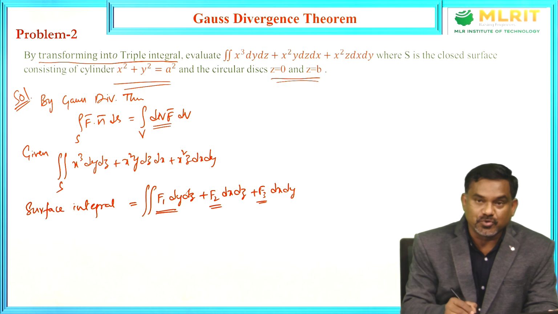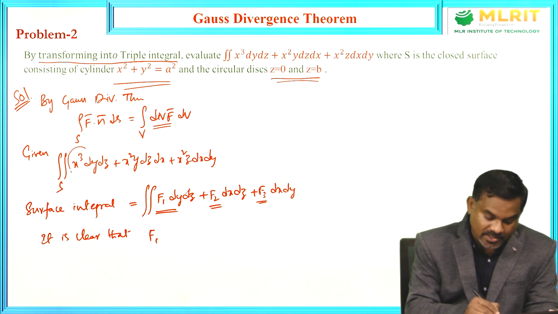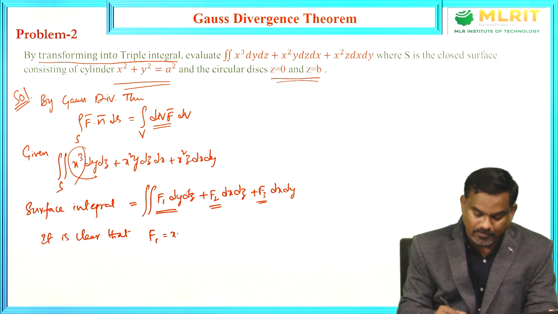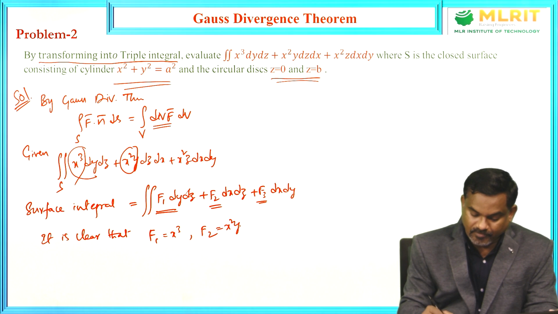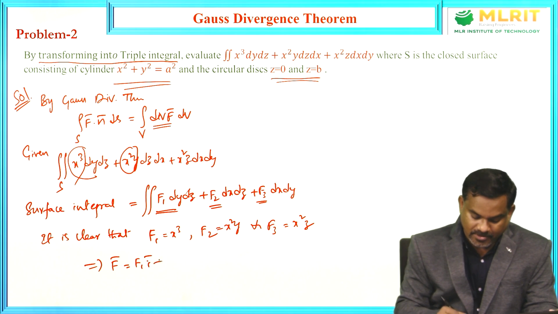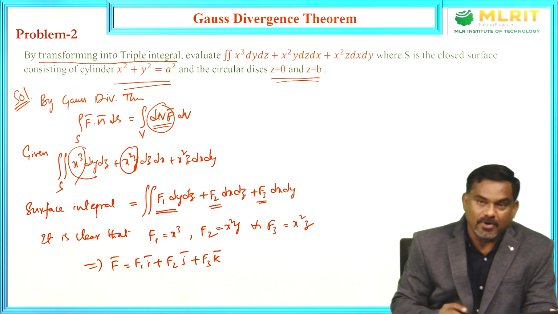By comparing these two, it is clear what the component f1 is. Here x cube is the component, so f1 equal to x cube. Then f2 is x square y and f3 is x square z. So that implies we can write f bar as f1 i bar plus f2 j bar plus f3 k bar. If we have the vector f bar, we can find the divergence of f bar also.